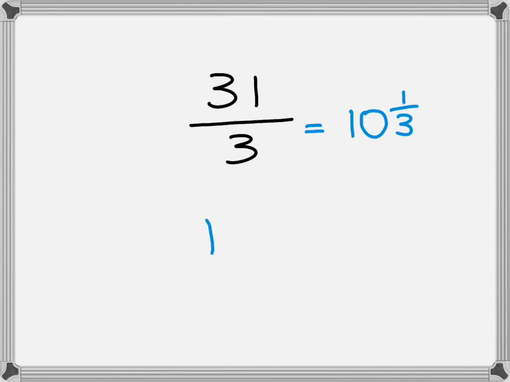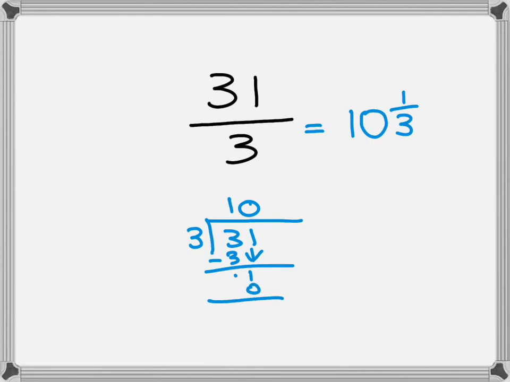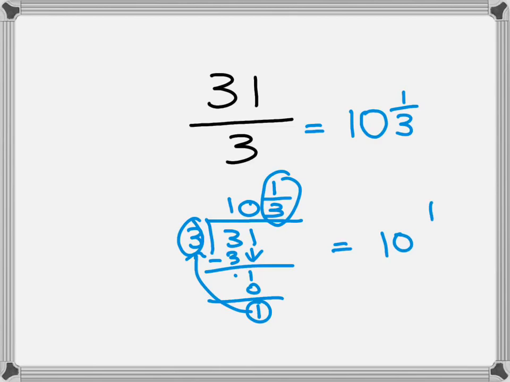Or you can do it this way. 31 in the box, 3 on the outside. 3 goes into 3 once, 1 times 3 is 3, 3 minus 3 is nothing, bring down this 1. 3 goes into 1, 0 times. 3 times 0 is 0, 1 minus 0 is 1, so it's going to be 10 remainder 1 over this 3 here. So that remainder is written over that as that fraction. Once again we get 10 and 1/3. So there's 2 ways of working it out.